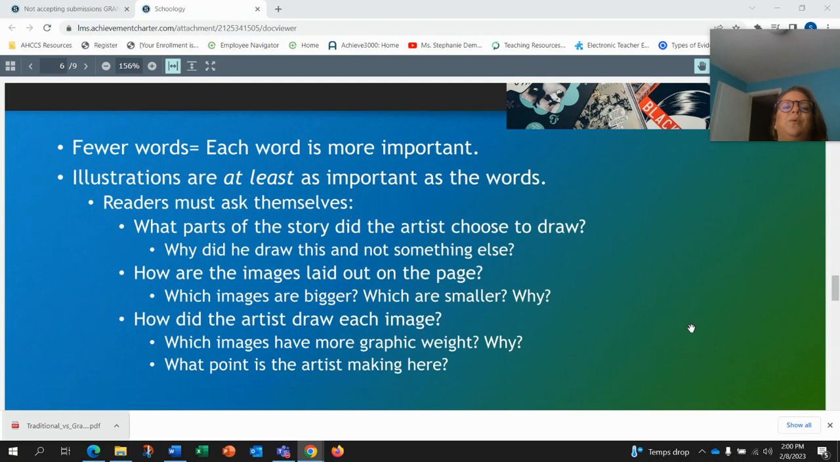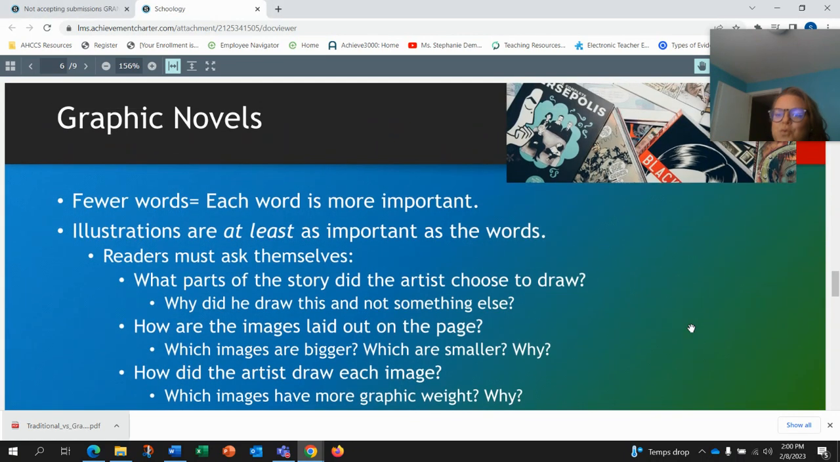So fewer words means that each word is more important. Illustrations are at least as important as the words. So those pictures, if there's going to be color in them, what the character's costume is, and if they're going to rewear it, that is important. The way that they're drawn, those things are incredibly, incredibly important, because the pictures as well as the words are laying out parts of the story.